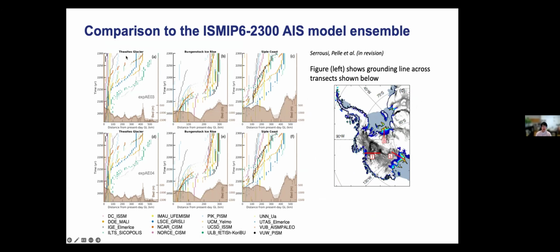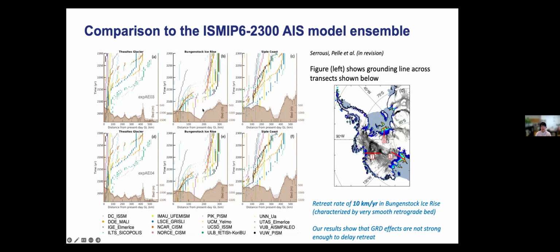These show the grounding lines of all of these participating ice sheet models in the Thwaites region, so across this transect, and Bungenstock ice rise here in Filchner region, and Siple Coast in Ross region in the third. And pretty much all of the ice models experience this very rapid retreat in this region, Bungenstock ice rise, and the retreat rate went up to 10 kilometers per year.